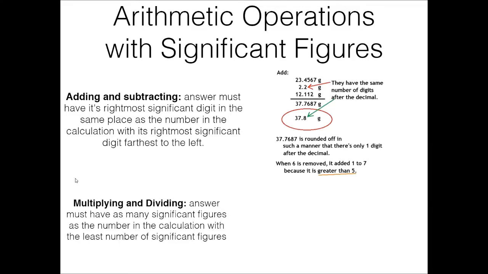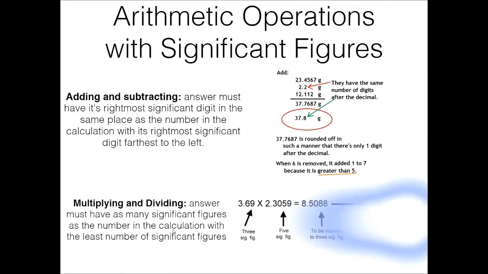Okay, multiplying and dividing, the rules are different. You do not now look at where the significant digits are with respect to the decimal. Now you look at how many there are, regardless of the position of the decimal. So here's the rule. Answer must have as many significant figures as the number in the calculation with the least number of significant figures. So let's look at a multiplication example.